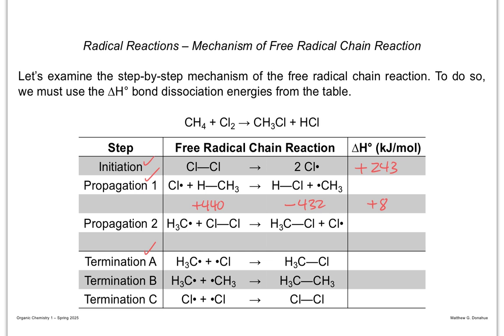Now, if we look at propagation step 2, we're breaking the Cl-Cl bond. So we found that that was plus 243. And now we're making the CCl bond in chloromethane. So that's going to release negative 352. Now for that line, when we add those numbers together, it ends up being negative. So negative 109 kilojoules per mole.